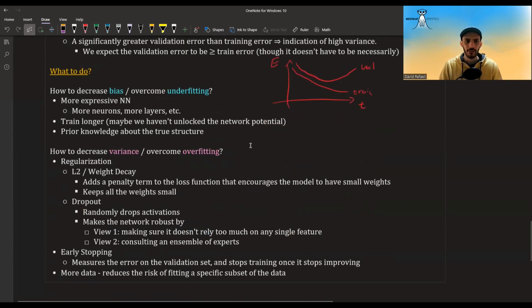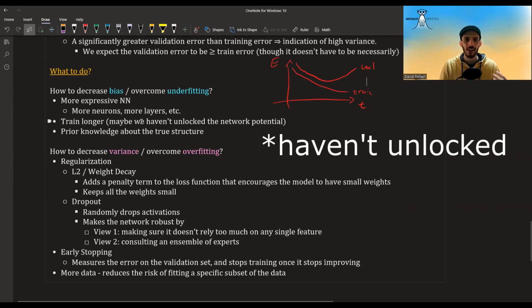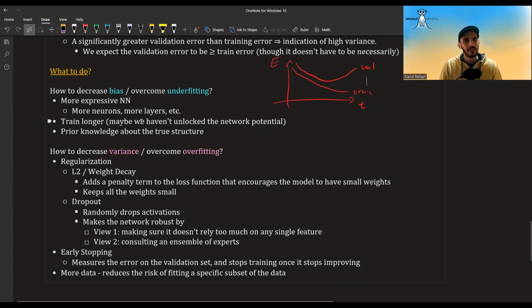What do you actually do to overcome this? Well, to decrease the bias, you mainly need a more expressive neural network. Maybe more neurons, more layers, different activations, different architecture in general, etc. This is your main tool. Maybe you need to train longer. So maybe you have a great network, but you just haven't unlocked its true potential and you need to train it longer in order to access that great potential.